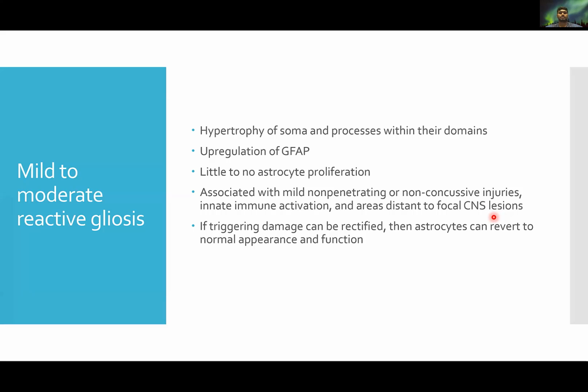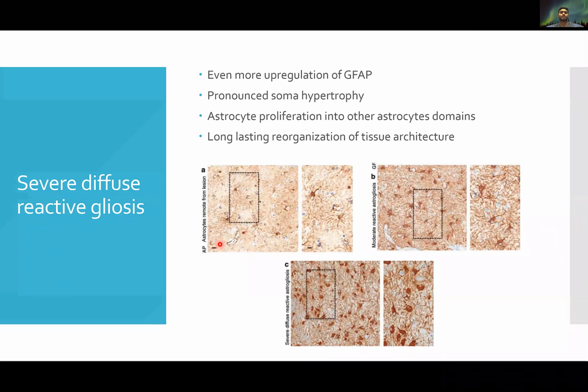And finally, if the triggering damage is rectified or reversed, then the astrocyte can revert towards normal appearance and function, because there's very little hypertrophy and there's no proliferation of astrocytes, which resulted in no major overlap within the domains. So the astrocyte can reverse reactive gliosis and go back to its normal functional state.